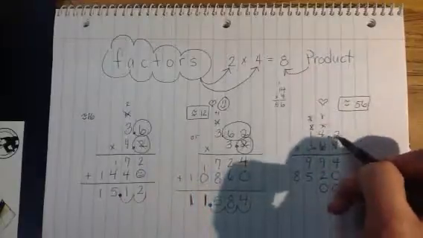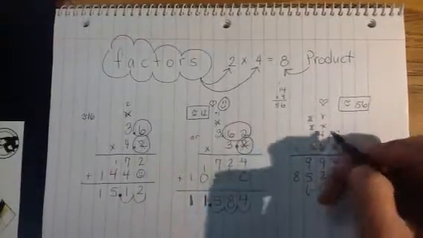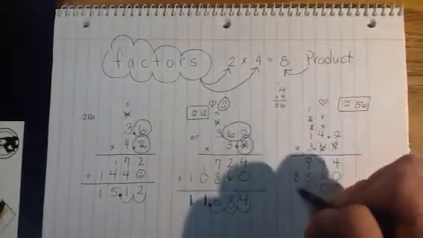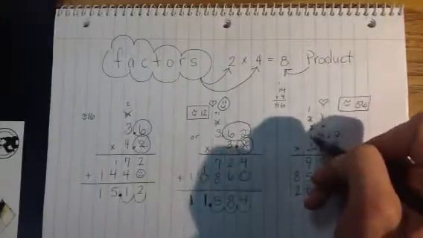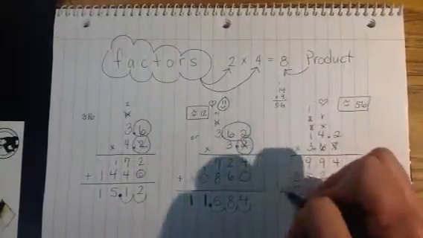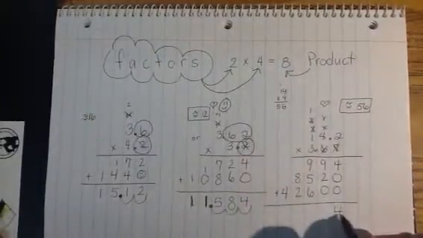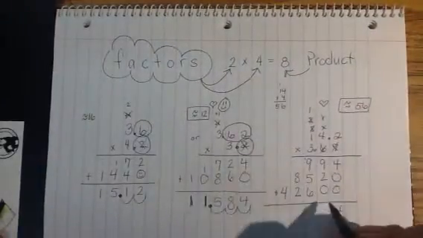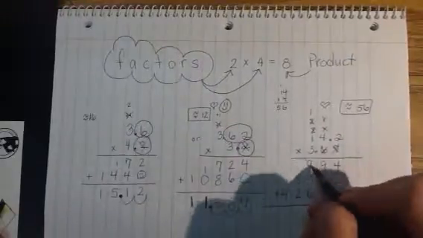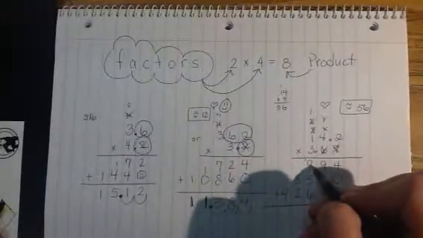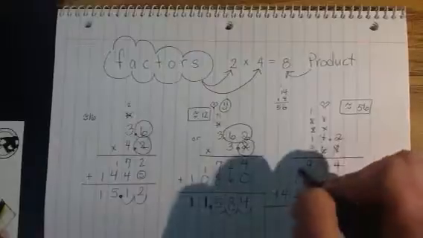3 times 2 is 6. 3 times 4 is 12. 3 times 1 is 3, plus 1 more is 4. Add up my partial products. 4, 9, 10, 11, carry the 1. 10, and I know that's 11, so that's going to be 21.